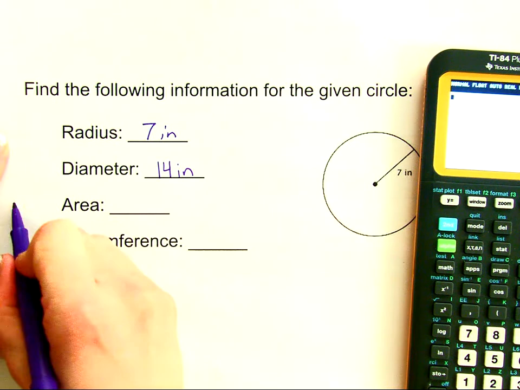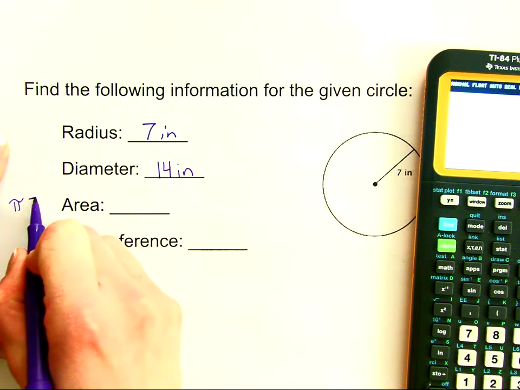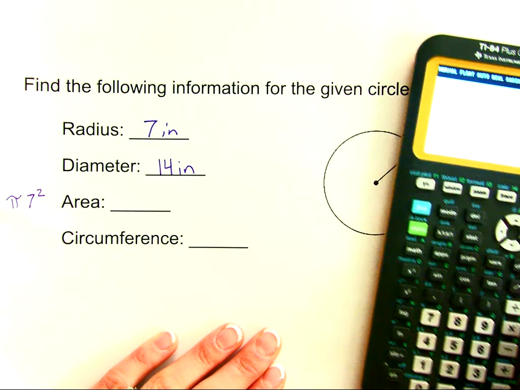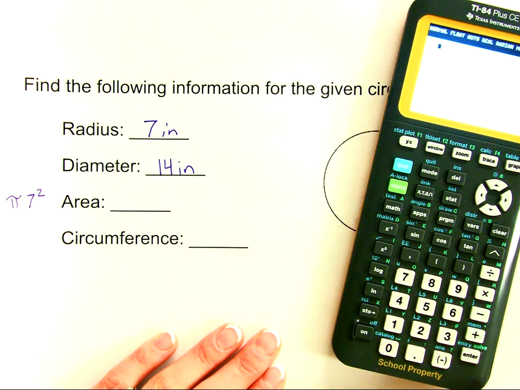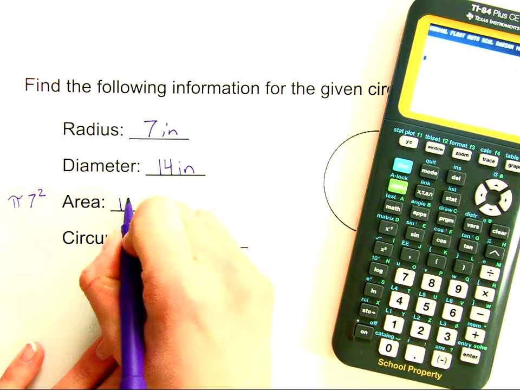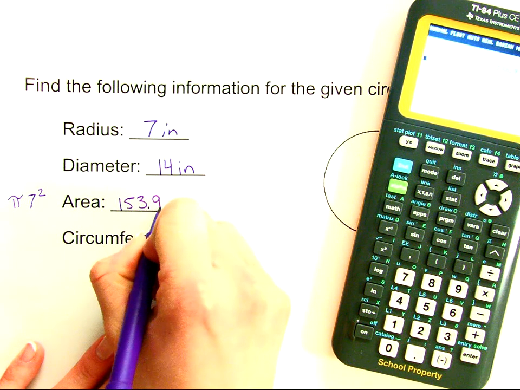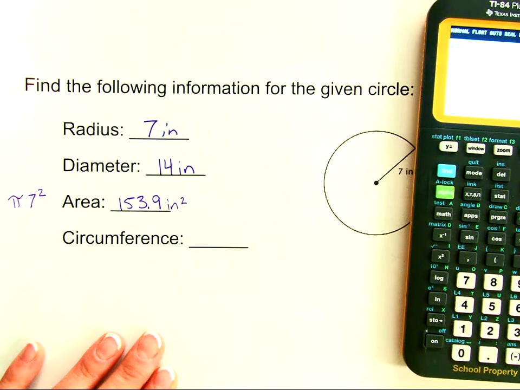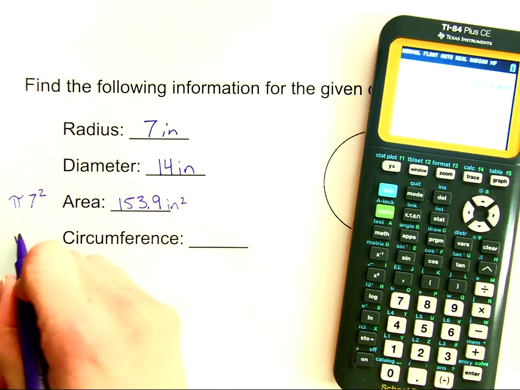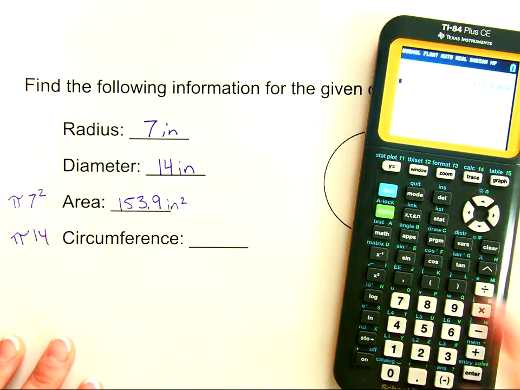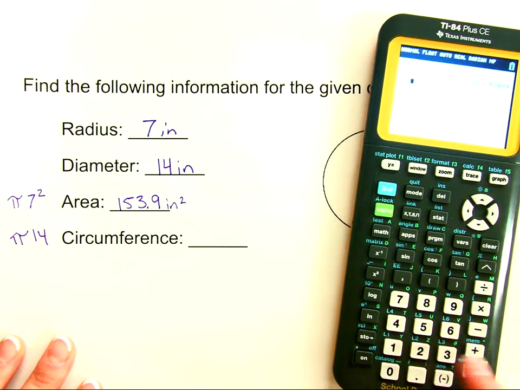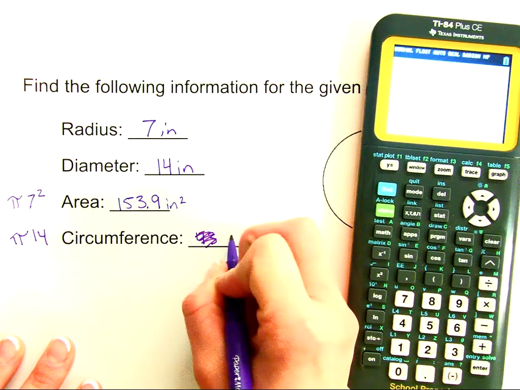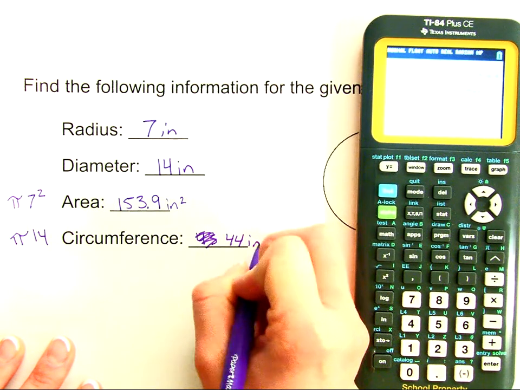Area, remember this is pi times radius squared, and my radius is 7. So pi times 7 squared gives me 153.9, and we have inches squared. Circumference is pi times diameter, so pi times 14 gives me 43, if I round, actually it comes out to be 44 inches.